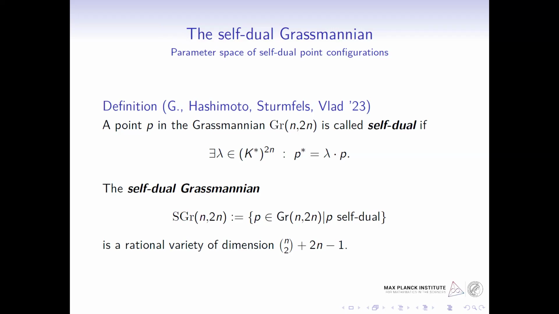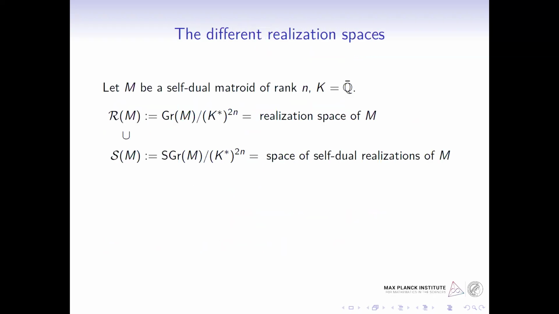So this is the parameter space of self-dual point configurations. And now we're asking ourselves how to put this in relation with the realization space of the matroid. In general, of course, this will sit inside. The self-dual Grassmannian is a subvariety of the Grassmannian. So the space of self-dual realizations of the matroid will sit inside the space of realizations of the matroid.